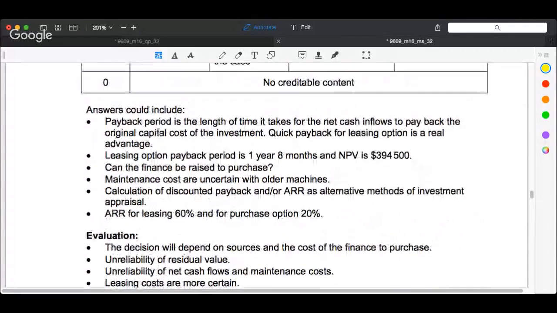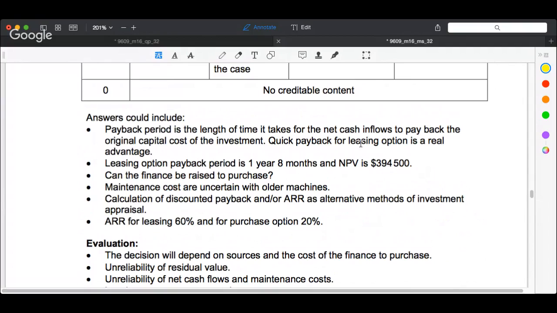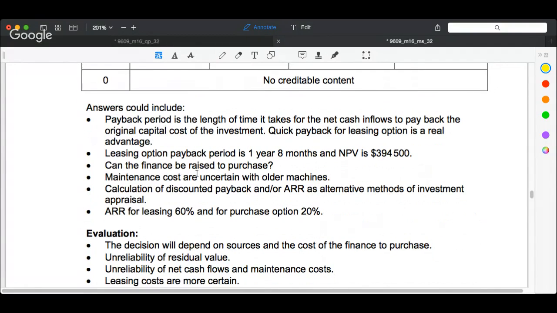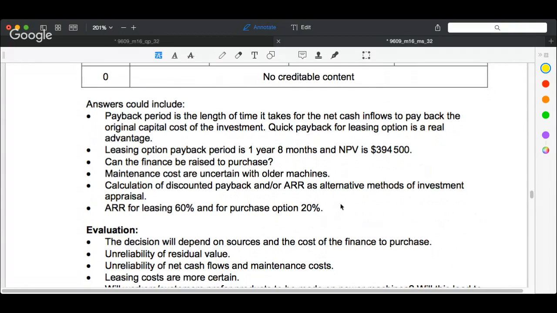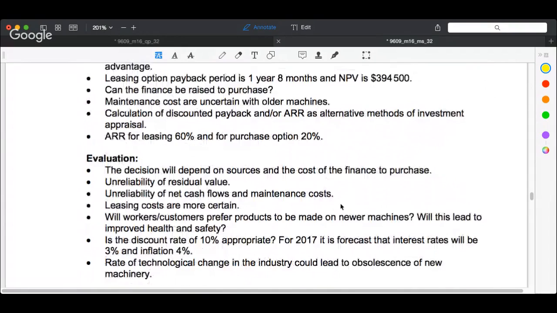Yeah, exactly. So the payback period for the leasing option is 1 year and 8 months rather than 2 years, and the net present value is 394,500. So a quick payback for the leasing option is a real advantage. Maintenance costs, calculated discounted payback, investment APR for leasing 60%, for purchase option 20%. Okay, so what you've got to do really is look at this in evaluation.